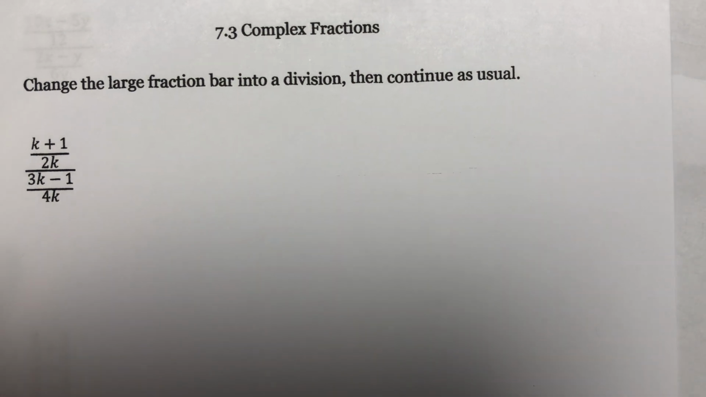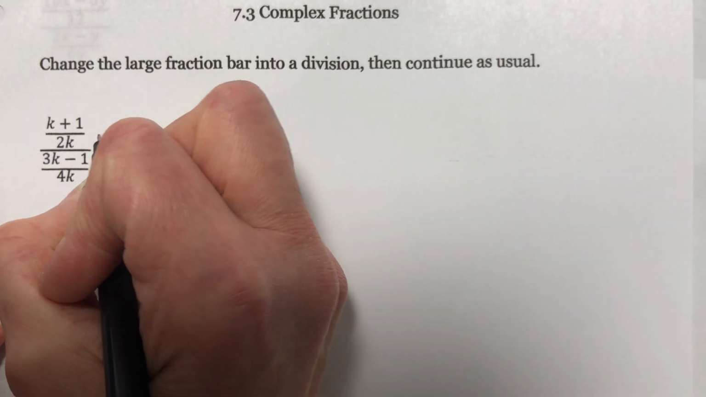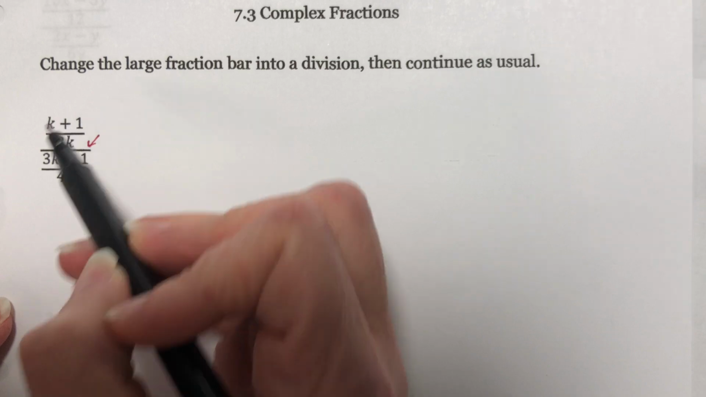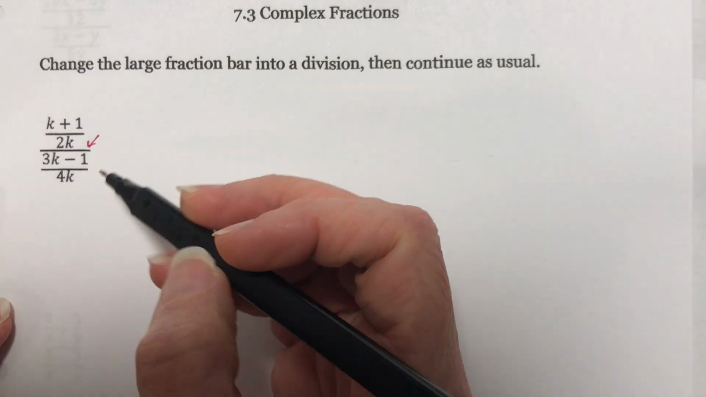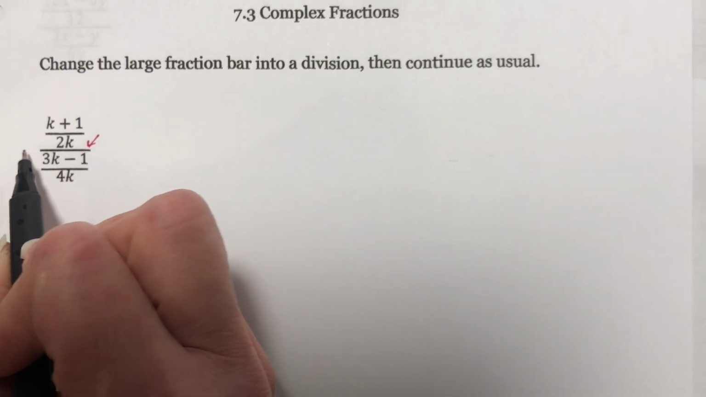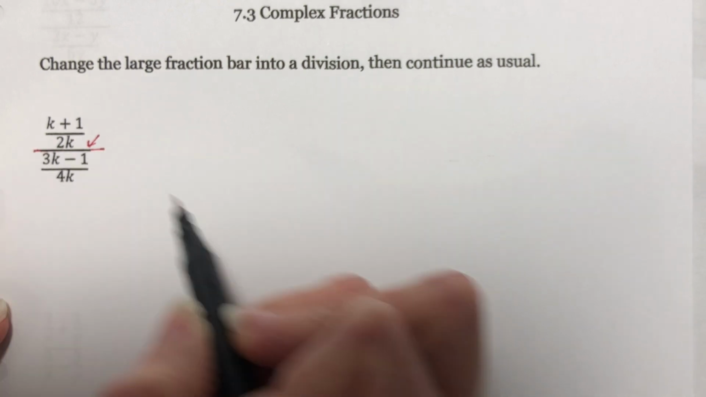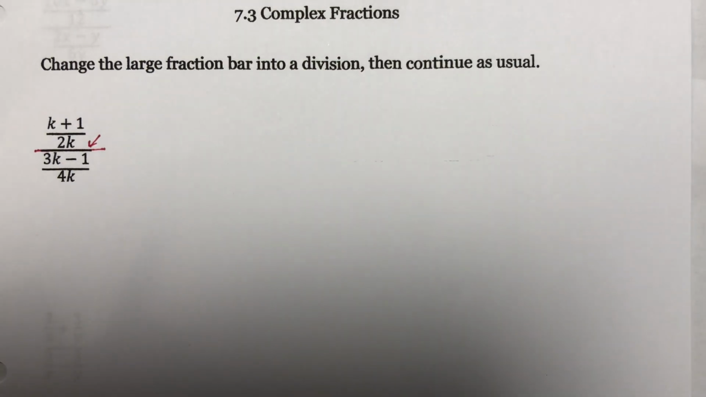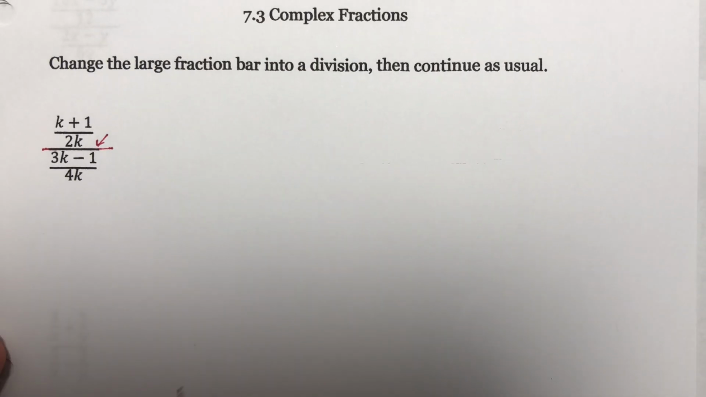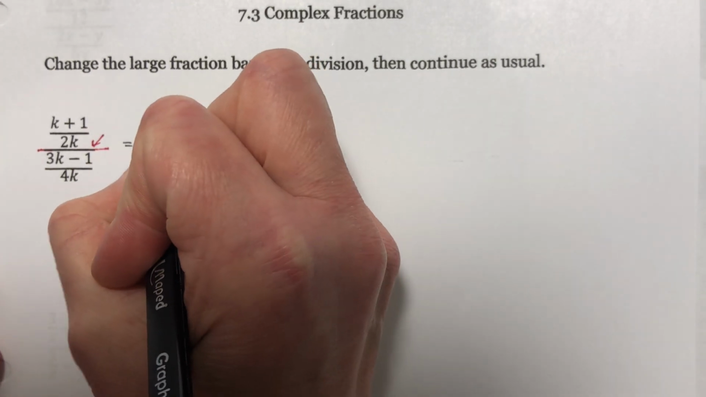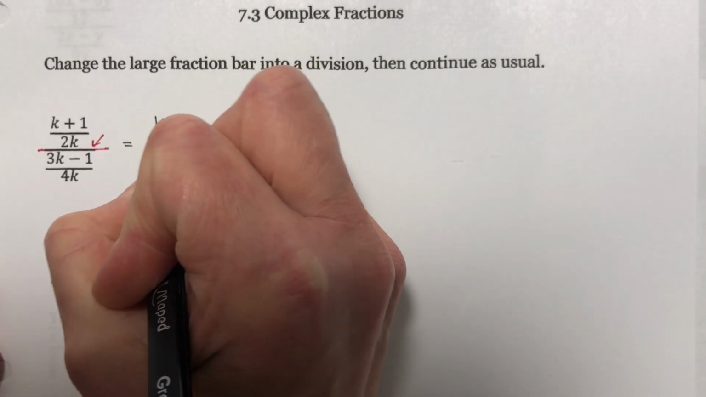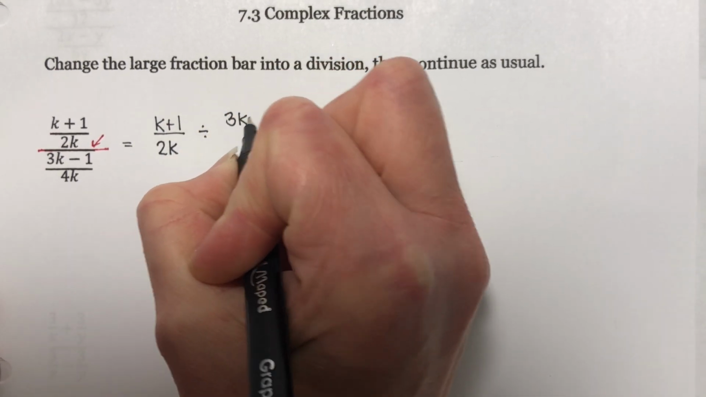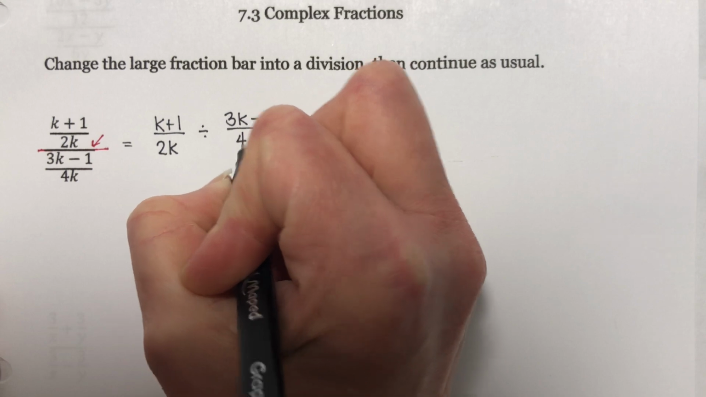What you want to do is change your main fraction bar into a division sign. Okay, so it becomes this fraction divided by this fraction. When you are writing things out, I strongly suggest that you exaggerate how big your main fraction bar is, because it can get very confusing if they all appear to be roughly the same size. This is the same thing as k plus 1 over 2k divided by 3k minus 1 over 4k.